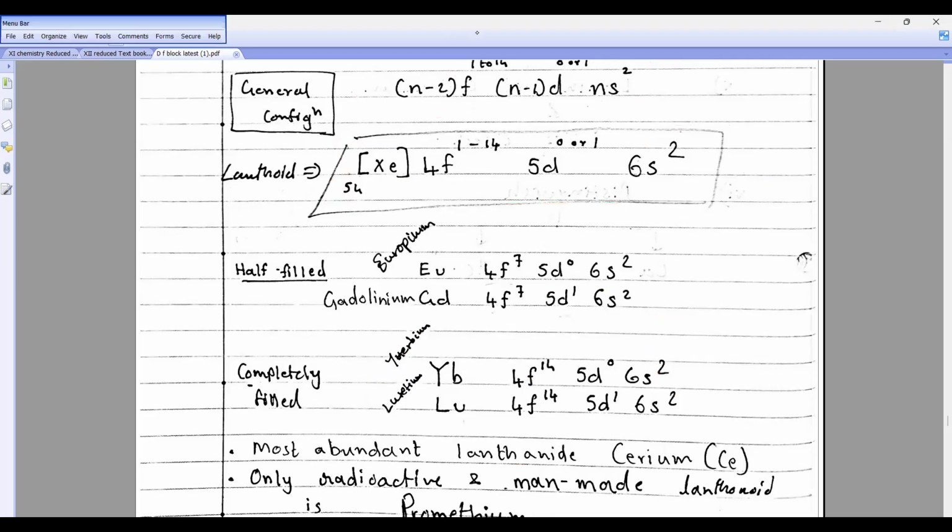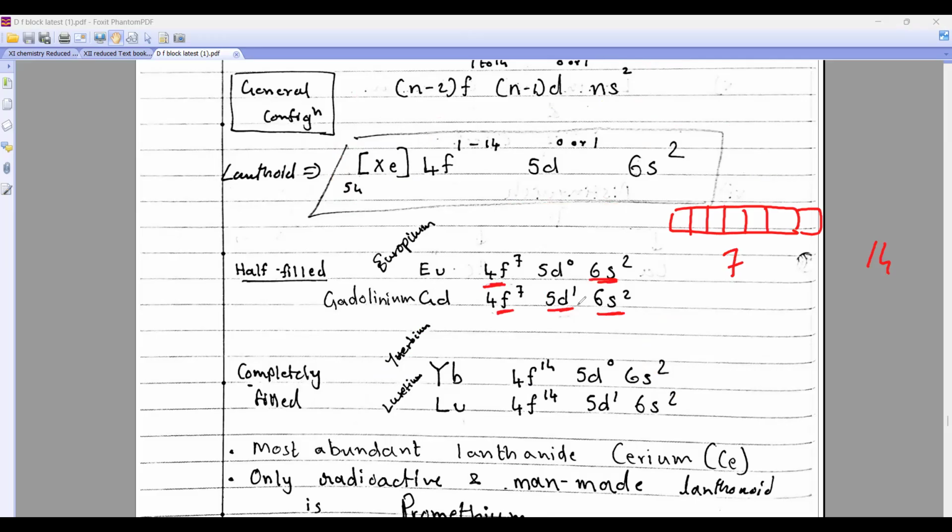How many electrons can enter the f orbital in total? There are 7 orbitals, so 14 electrons can enter. And what is half of 14? 7. 4f7. Here it is 6s2, and here it is 6s2, 5d1. Who has half-filled? Europium and gadolinium. Who has completely filled, meaning 4f14? Ytterbium and lutetium.